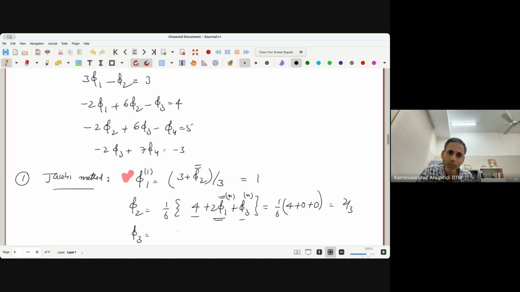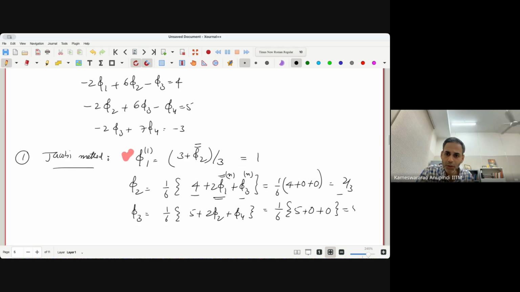Similarly, phi 3 is going to be 1 upon 6 of 5 plus 2 phi 2 plus phi 4. Now you can see phi 2 and phi 4. Phi 2 I have already obtained as 2 by 3, but I'm still not going to use it because it is point Jacobi. I'm going to use just 0 and 0, which are the initial values. So this is going to give me 5 by 6. Similarly, phi 4 is going to be 2 times phi 3 minus 3, divided by 7. Although the new value of phi 3 is there, I'm not going to use it. So it's going to be 0, which means this is minus 3 by 7.